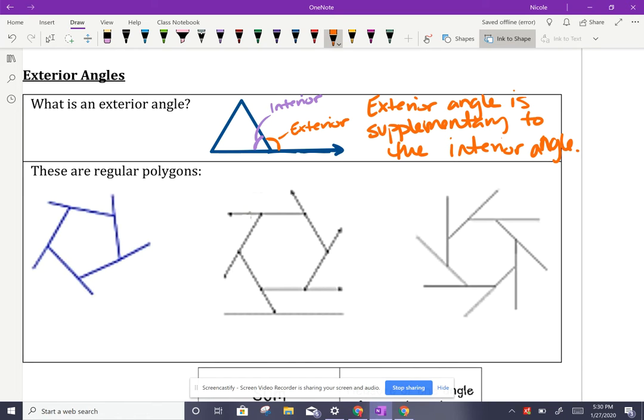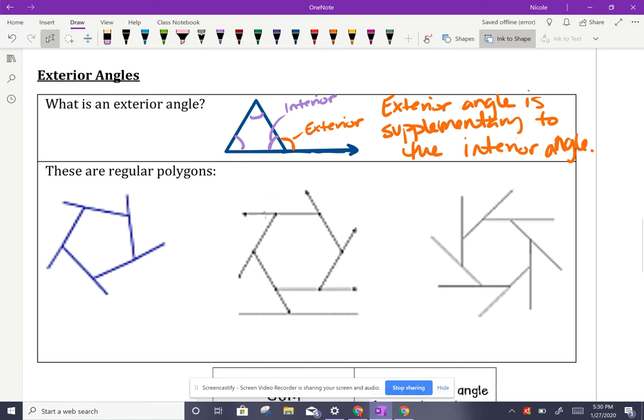Now, if I told you that this was an equilateral triangle, all of the angles would be congruent. So how much would they have to be? It has a sum of 180. All three have to be 60 degrees each, right? So if this is supplementary, 180 minus 60 tells us that that exterior angle is 120 degrees.